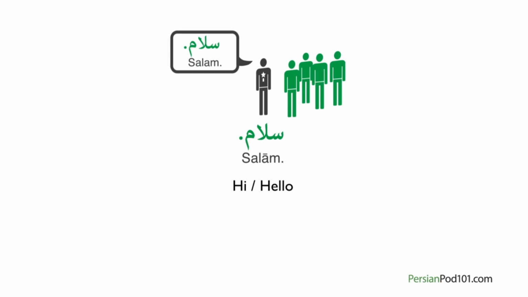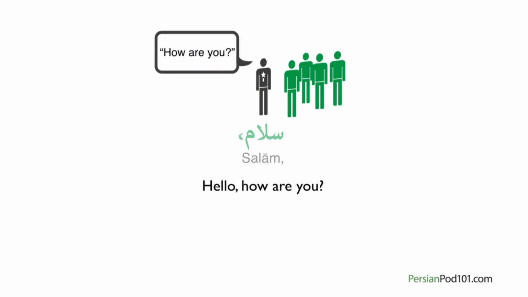After salam, we almost always say, how are you? When we greet friends or close relatives. It might seem strange to say it every time, but this is a part of normal everyday conversation in Persian. Let's try out the informal way of saying hello, how are you?